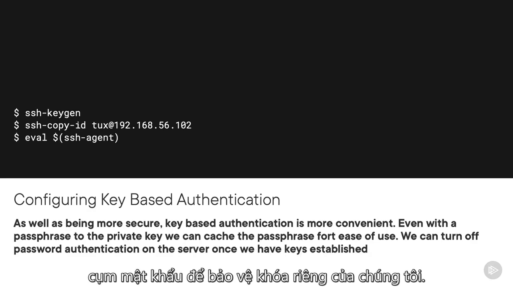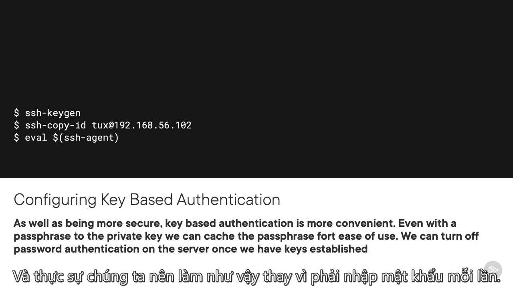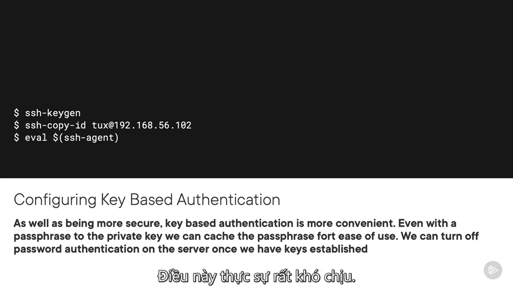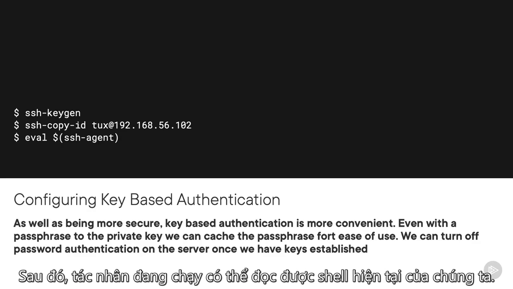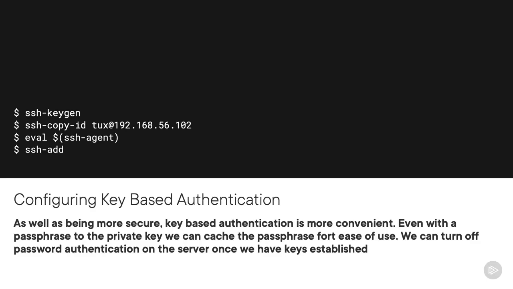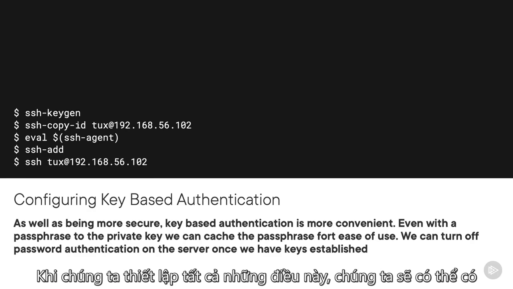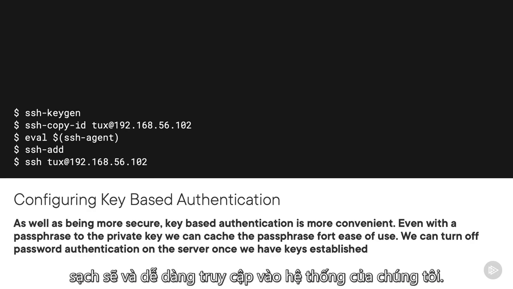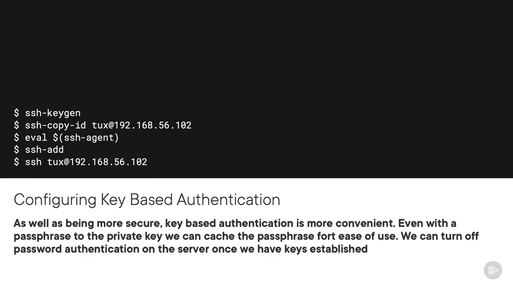If we've used a passphrase to protect our private key, and really we should, rather than having to put our passphrase in every time, which is going to be really annoying, we can go through and start up the SSH agent. With the SSH agent running, we're able then to read into our current shell its process ID and then add to that our passphrases. Once we've set all of this up, we're going to be able to have clean and easy access through to our system. And obviously, this is what we want to be able to see.